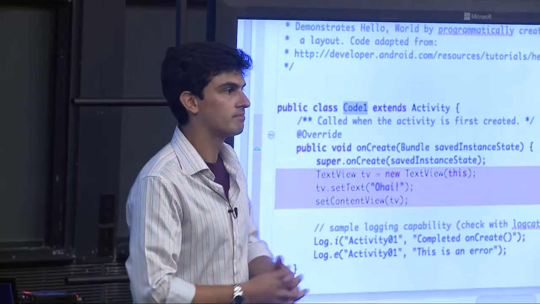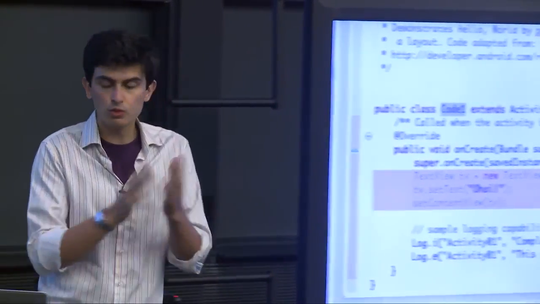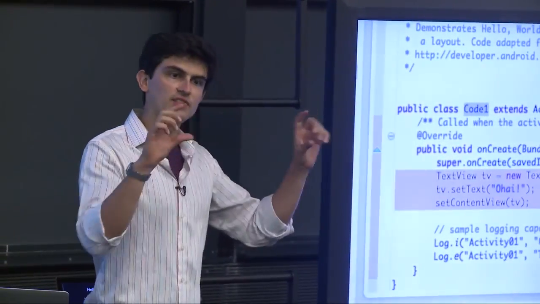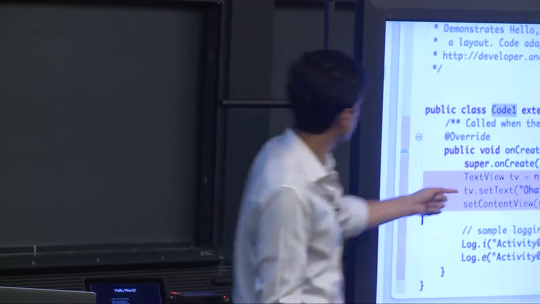That's right. So the only thing that will be on screen, when we actually run this activity, will just be a text view. But that text view itself is invisible. We don't actually see its bounds. We just see the text that's contained within it. So we should expect to see the text, oh, hi.